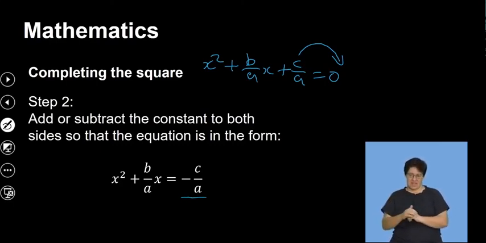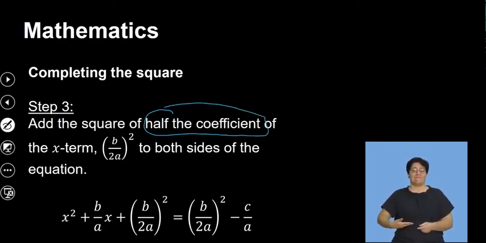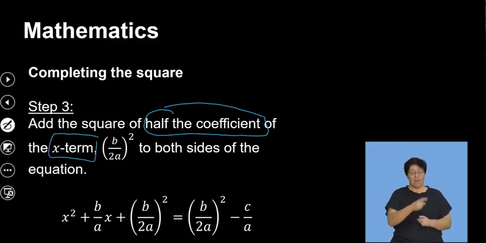And then you go to my third step. The third step is what makes completing the square what it is. What do I mean? Add the square of half the coefficient of the x term on both sides. What is that? Let me go back.